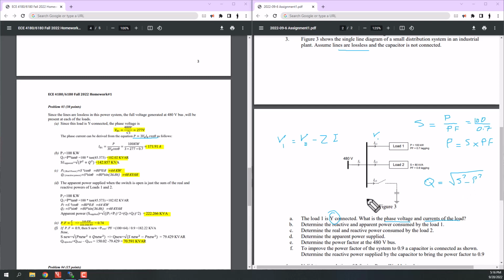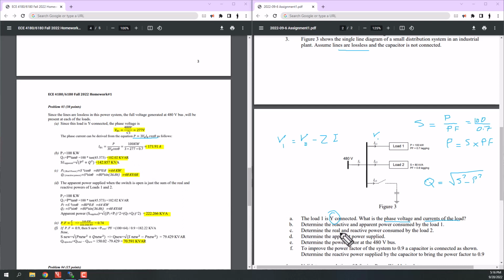It is one approach, and another approach is using this formula, because we already knew the active power. We can use this formula to obtain the reactive power, and then based on this formula calculate the apparent power. Based on both approaches we can obtain the same values.